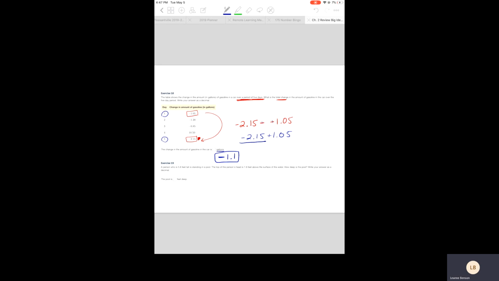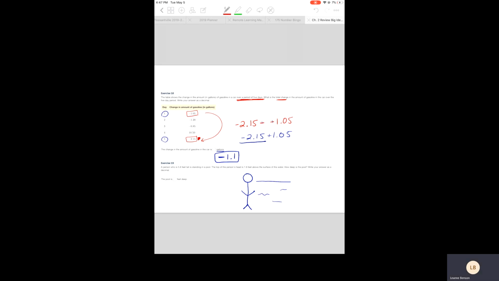Number 19, a person who is 5.8 feet tall is standing in a pool. The top of the person's head is 1.6 feet above the surface of the water. How deep is the pool? Write your answer as a decimal. Okay, so for this one, I'm actually going to draw a picture. Okay, so here's my person. Okay, and I know that his head is sticking out. So this is going to be the water.